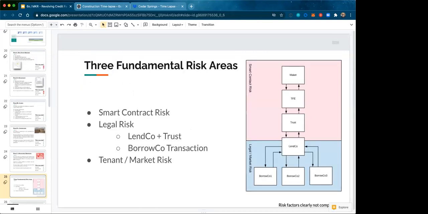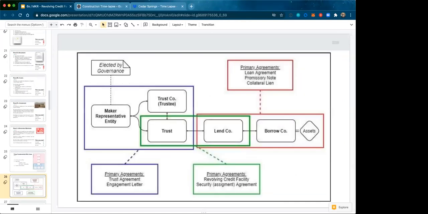So let's evaluate the three fundamental big-picture risks, and these are clearly not totally comprehensive. Again, my attorney made me say it. Fundamentally, we've got smart contract risk, legal risk, and tenant risk. So let's go through those. Now, these are all legal contracts.